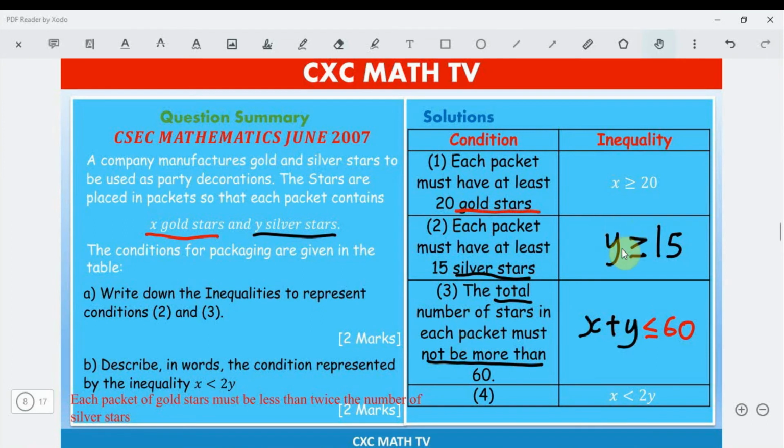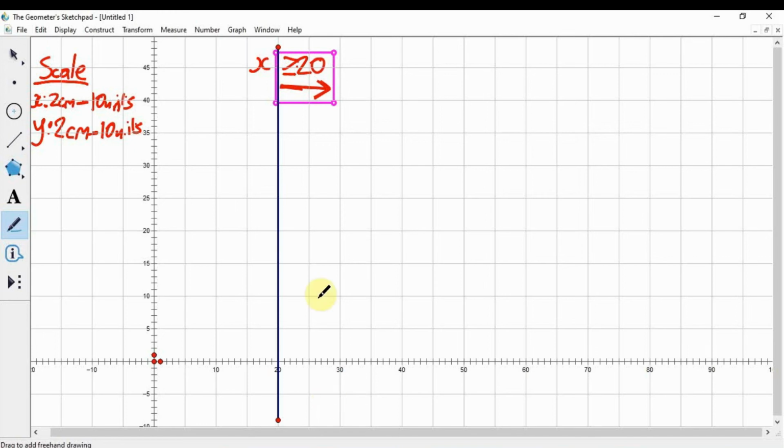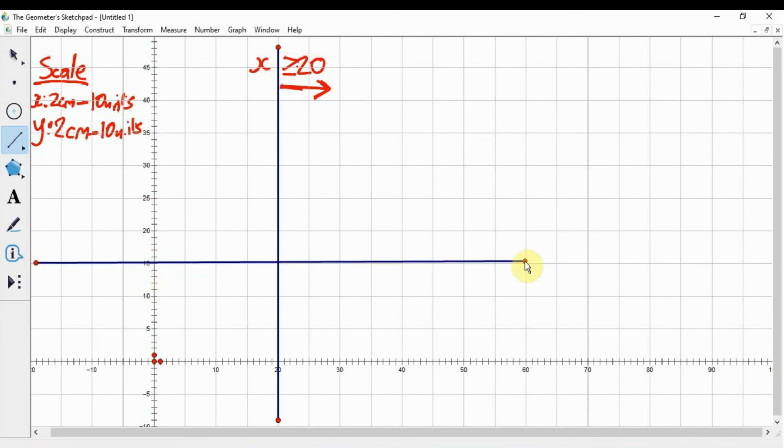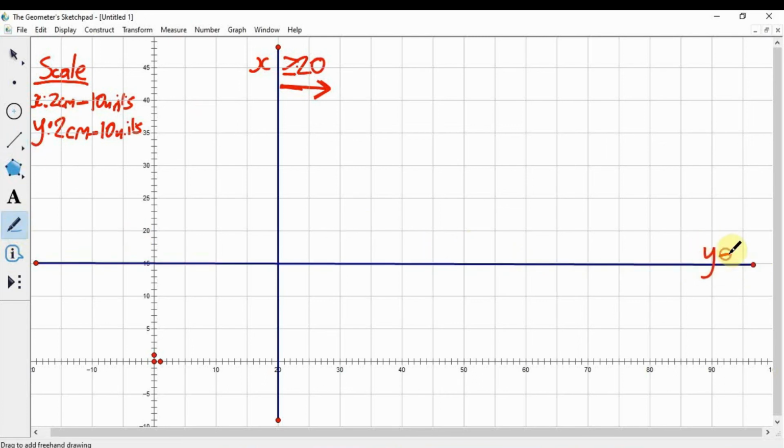Now the next part that we need is y greater than or equal to 15. So y greater than or equal to 15, here is 15, right? So y equal to 15 is this horizontal line. But we need when it's greater than or equal to 15, so we need above this line. Notice we're in this box region up here.